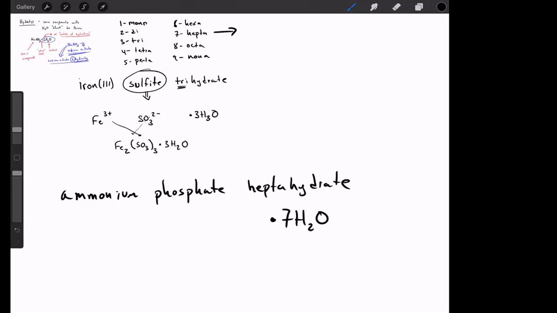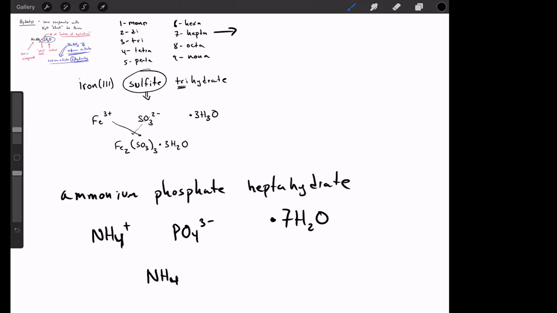Ammonium phosphate. The challenge here is figuring out phosphate. What's that? PO4, 3 minus. Ammonium is another polyatomic ion, so that one's a little bit of a challenge as well. But now that I have written down the formulas of the 2 polyatomic ions, I can come up with the compound.